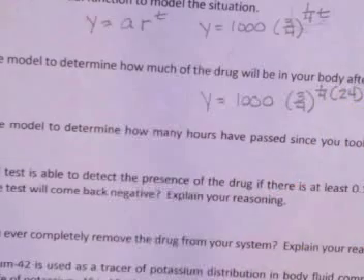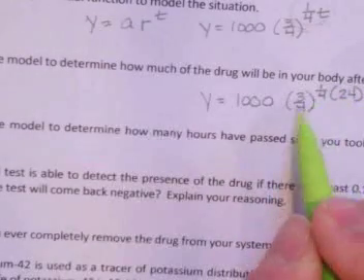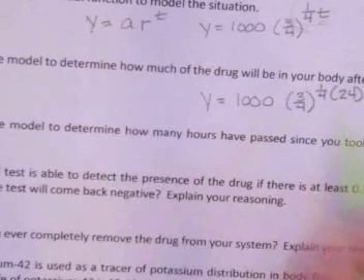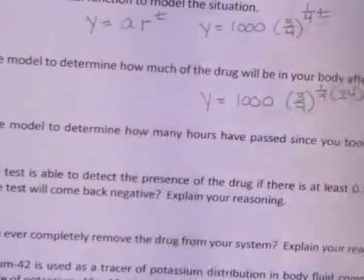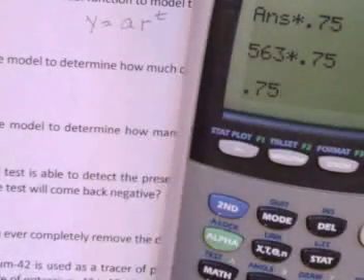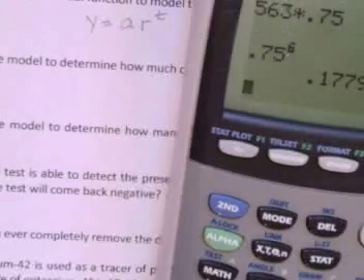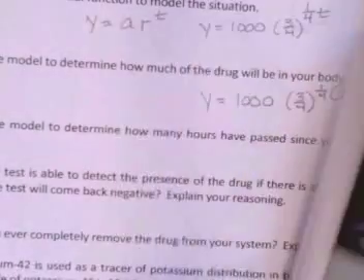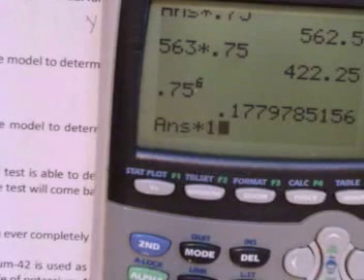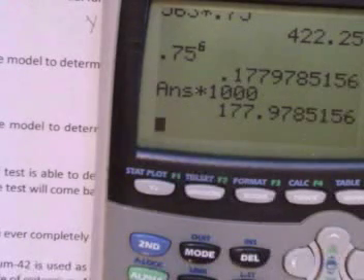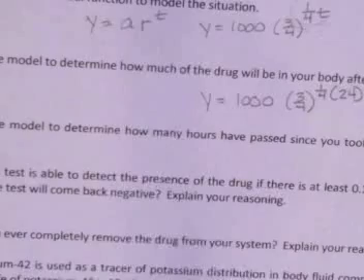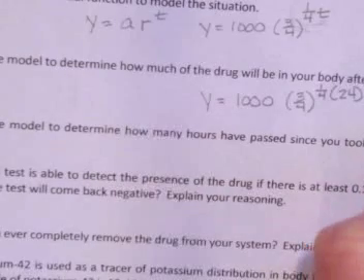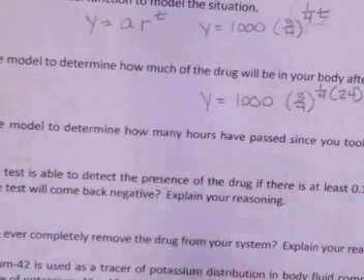So I put 24 in there, and I notice that that is 6 iterations of my kidneys removing the acetaminophen from my bloodstream. So I want to take 0.75 or 3/4 to the 6th power, and then multiply the result of that times 1,000. And after 24 hours, there would still be 177.9, or let's round to 178. There would still be approximately 178 milligrams of acetaminophen in my bloodstream.